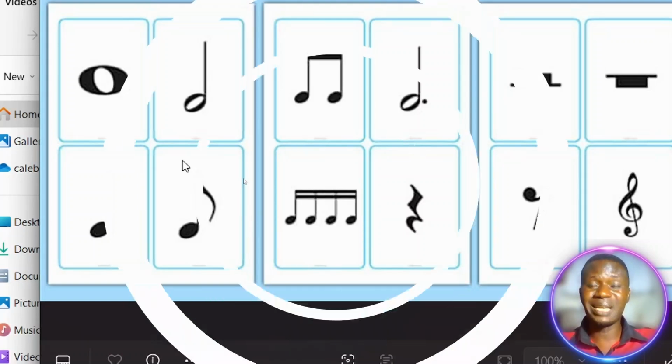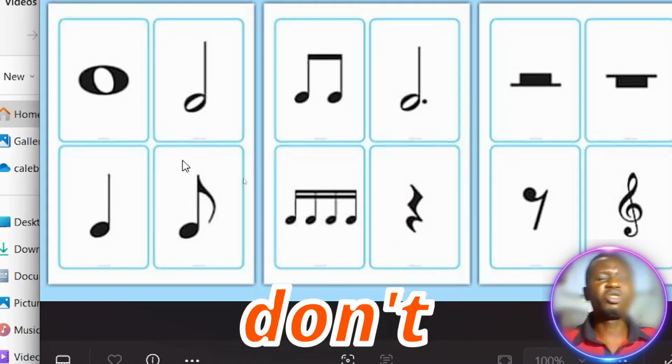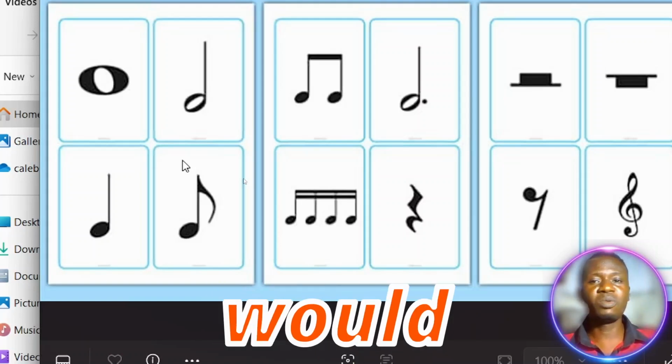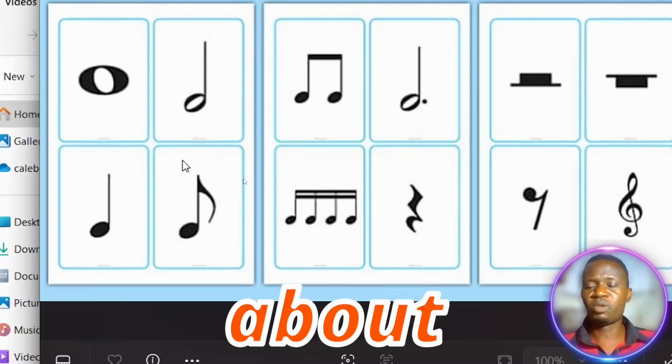What am I trying to say? Creativity. Maybe we would say no, the song wasn't like that, you don't have to tamper with it. By today, nobody would have known this popular Hallelujah Chorus. So music is all about creativity.